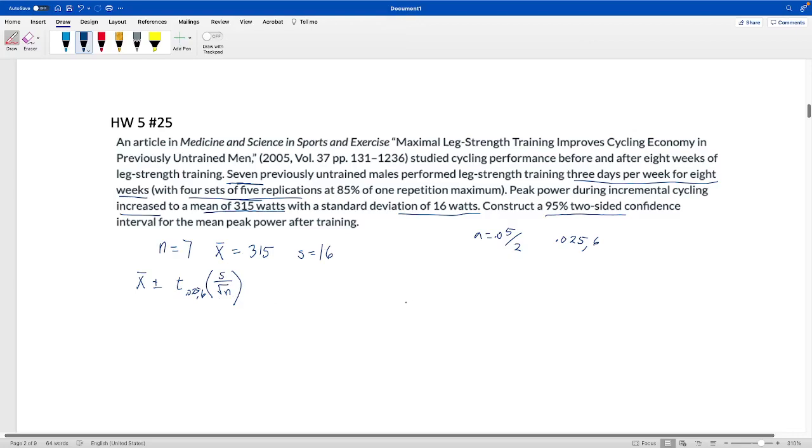And again, remember we're setting up that our population mean is between these two numbers. So we've got our mean, 315, and we've got 315 over here. On this bottom side we're going to subtract, this top side we're going to add. That's why we get it. So let's look up this t-value for 0.025 and 6 degrees of freedom.